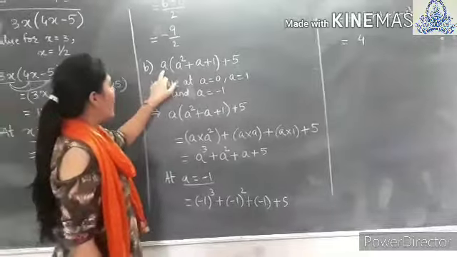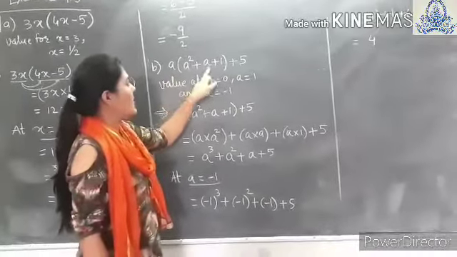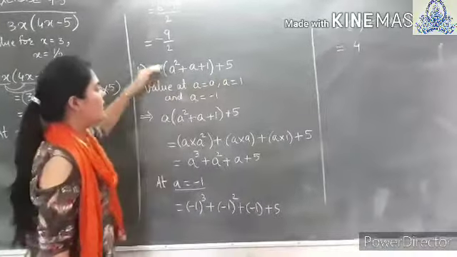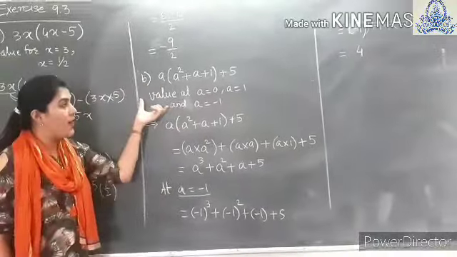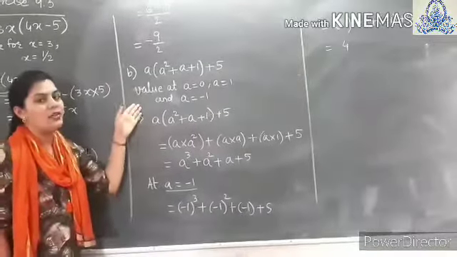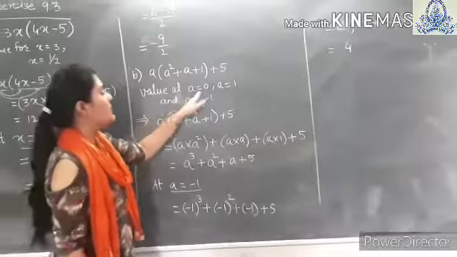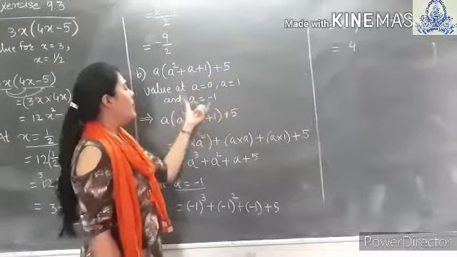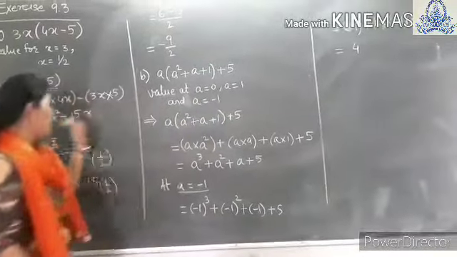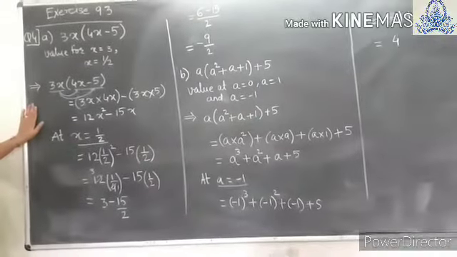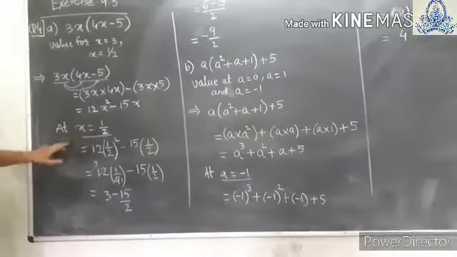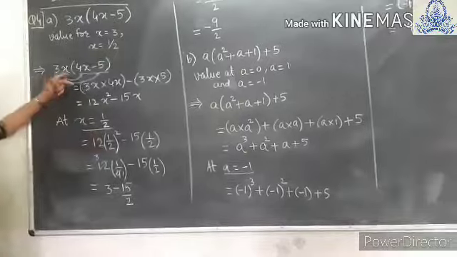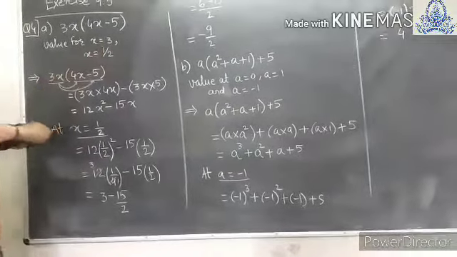a into bracket a square plus a plus 1 plus 5. In the same way, we have to simplify this expression and find the value of that expression at a is equal to 0, a is equal to 1 and a is equal to minus 1. In the previous example, I found the value at x is equal to 1 upon 2. You have to find the value at x is equal to 3.